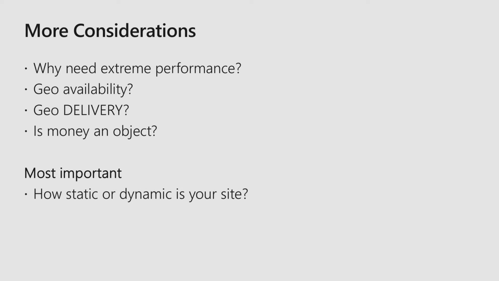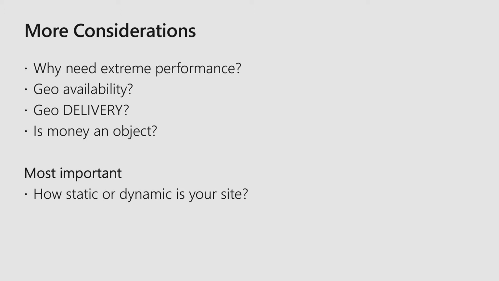Some other considerations. Why do you need extreme performance? You may not need extreme performance. You can go out to the Azure Marketplace, hit WordPress, click, you're done. And it will deploy WordPress into Azure App Services. It's beautiful, it works great. But if you're building something like the next TechCrunch or the next Engadget, or insert something that has millions of hits per day, extreme scale is going to be your best friend.